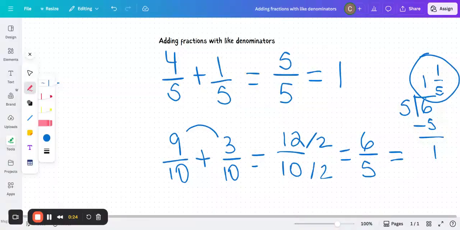And so whenever your numerator is bigger than your denominator, that means you have more than 1. So you want to see how many whole items you have, and then put your remainder as a fraction.